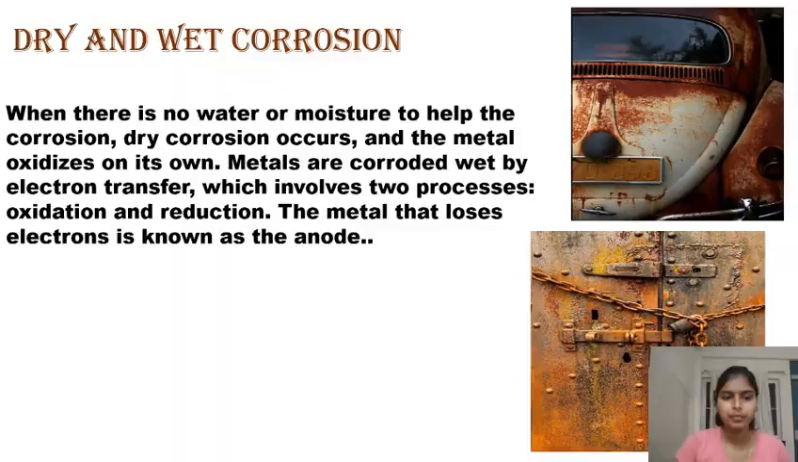Let us come to the two main types of corrosion, dry and wet corrosion. When there is no water or moisture to help the corrosion, dry corrosion occurs and the metal oxidizes on its own. Metals are corroded wet by electron transfer, which involves two processes, oxidation and reduction. The metal that loses electrons is known as the anode.